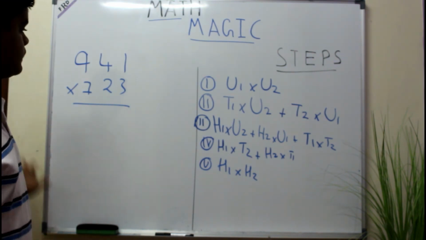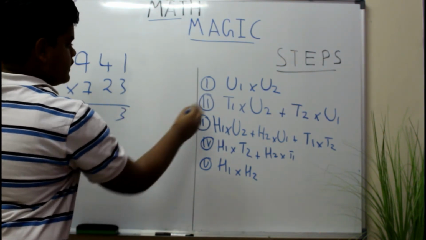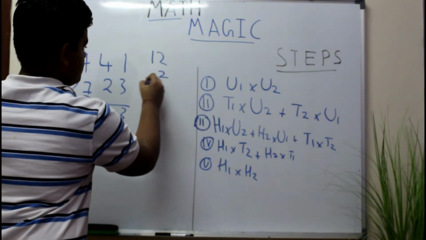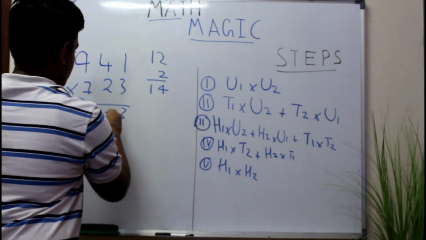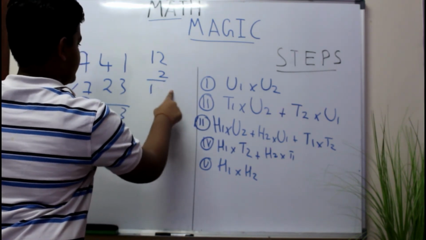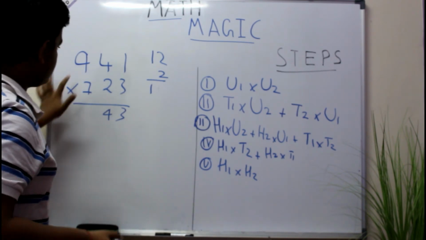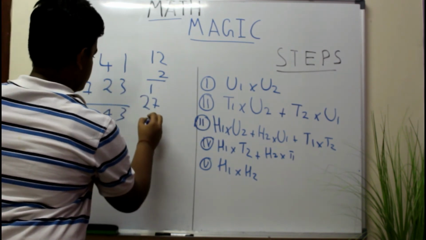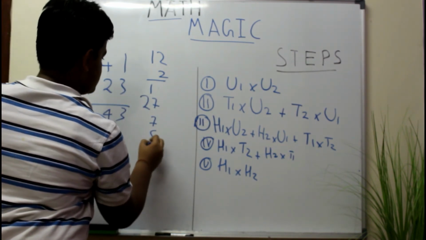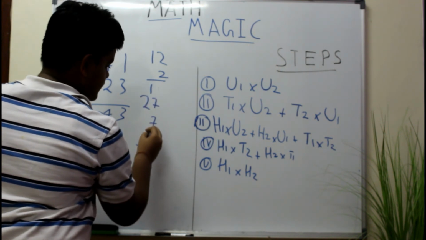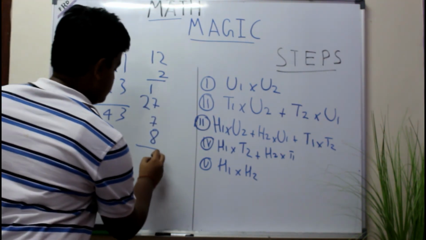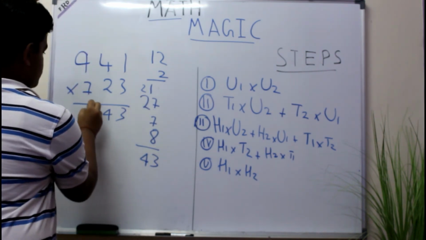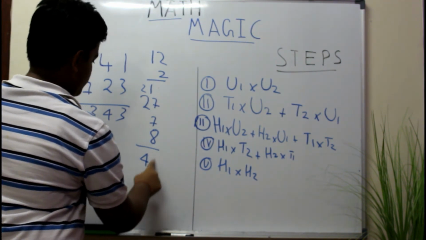So let's check it. U1 into U2 is 3. T1 into U2 is 12. T2 into U1 is 2. So 12 plus 2 is equal to 14. 4 comes here. 1 goes as a carryover. Then 9 into 3 is equal to 27. 7 into 1 is equal to 7. 4 into 2 is 8. 1 plus 7 is 8, plus 7 is 15, plus 8 is 23. 3 comes here, 2 into 2 is 4. So 3 comes here, 4 goes as a carryover.